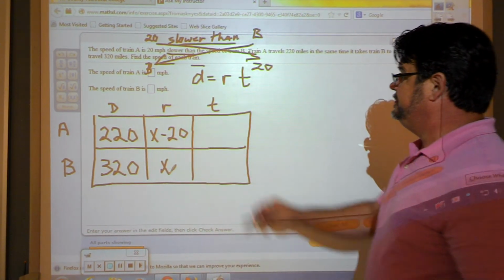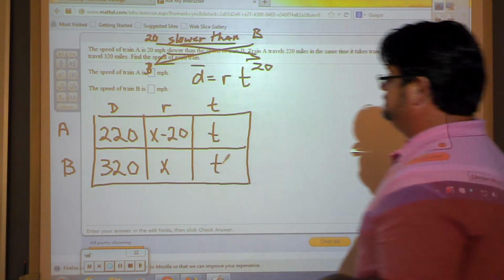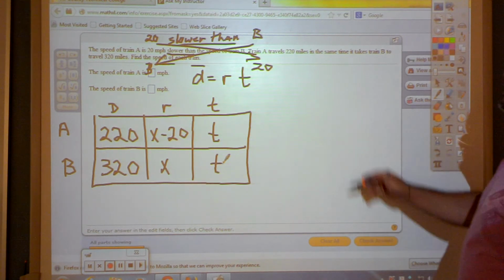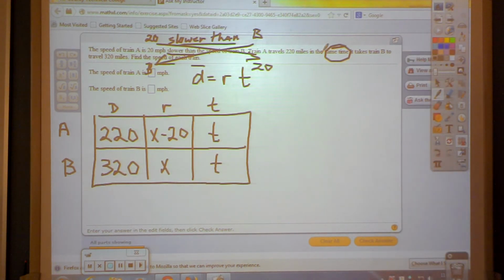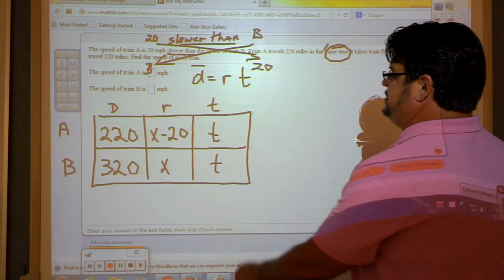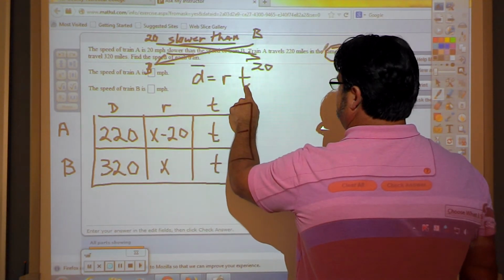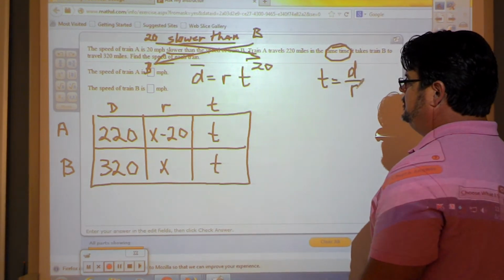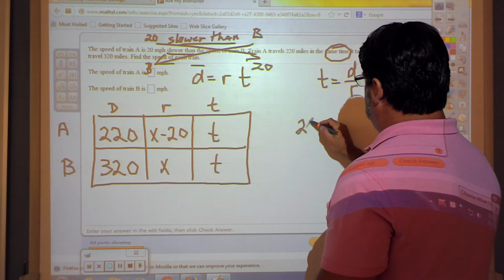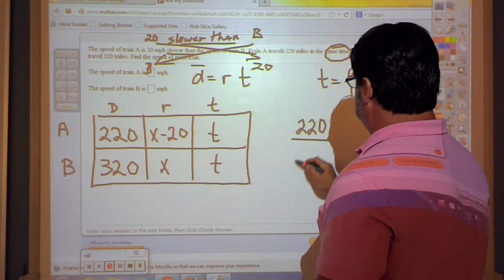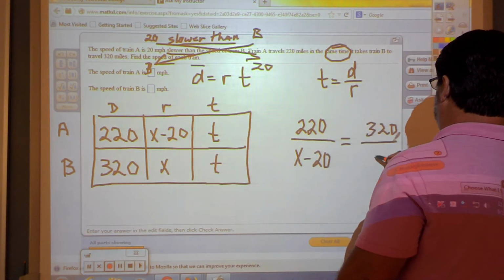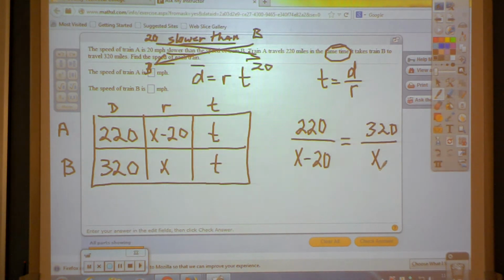And what is T? Well, they really haven't given you anything about T, have they? No. That's the same time, right? Now, what does that mean? That means you're going to set them equal to each other. So, distance equals rate times time. We want T, so T is equal to distance divided by R. So, 220 over x minus 20 is equal to 320 over x. Now, finish it.